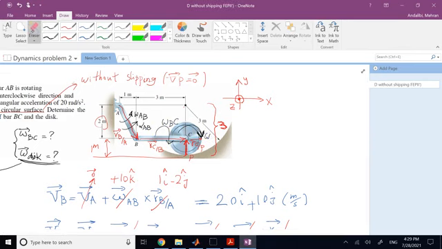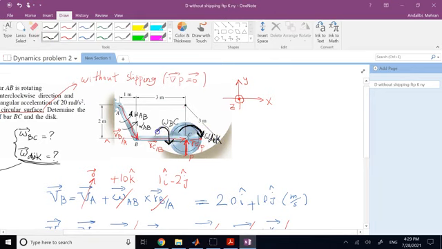And here I can do a little bit of cleaning, right? So that you see what we are talking about. So that's omega of the disk. Right, omega of the disk is clockwise. Omega of member BC is also clockwise. But omega of member AB is counterclockwise.